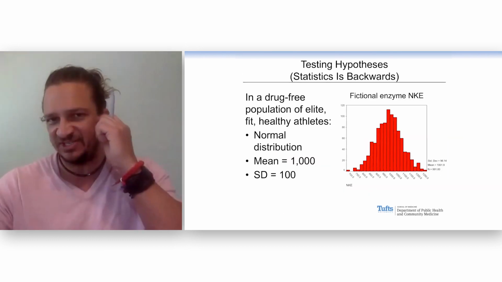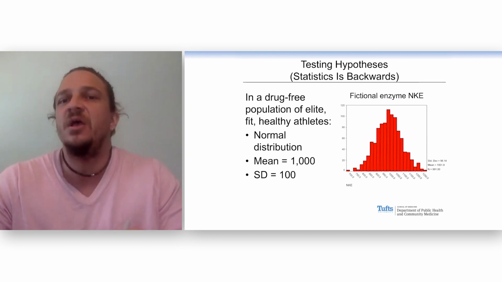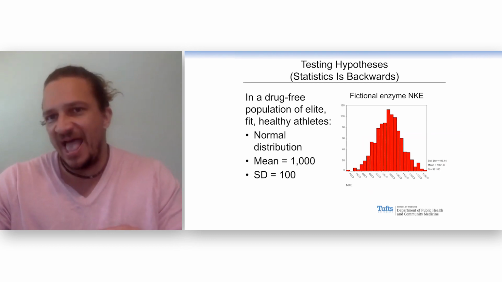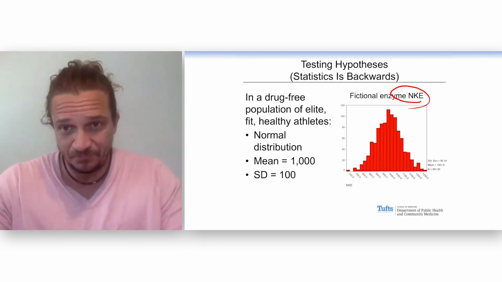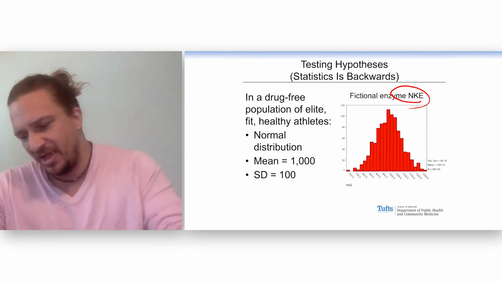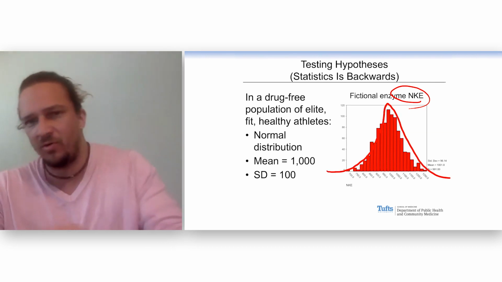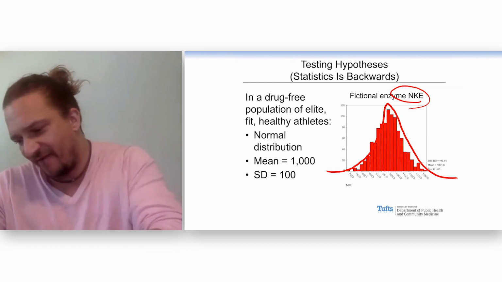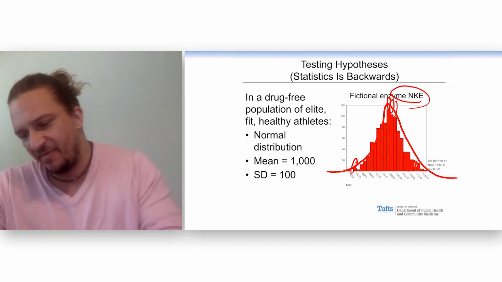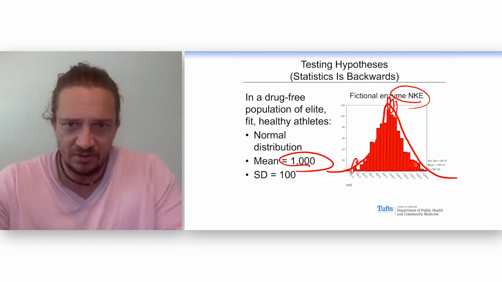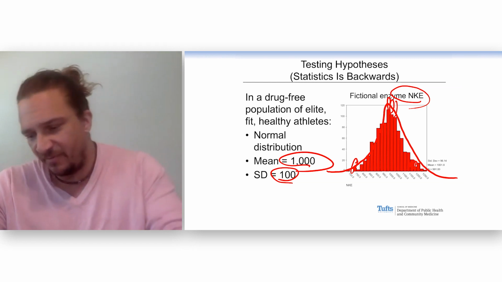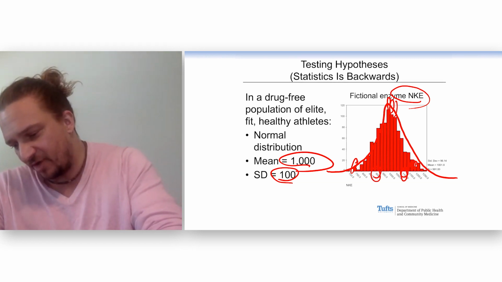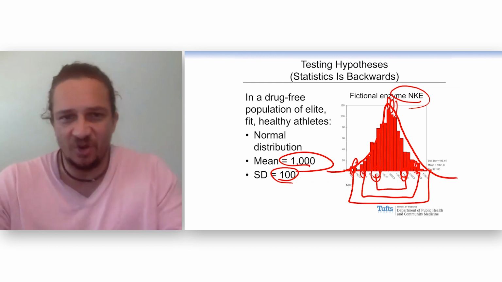So I came up with this example. This is kind of a stupid example, but stay with me for a bit. Let's imagine that everybody has an enzyme in their body called the NKE, the Nike enzyme. And it's a naturally occurring thing, and it has this nice normal distribution. On the average, people are average, some people are low, some people are high. The mean is about 1,000, and the standard deviation is about 100. So now you should be able to picture exactly what that curve looks like. Here's 100, here's 200, here's 300, and so on.